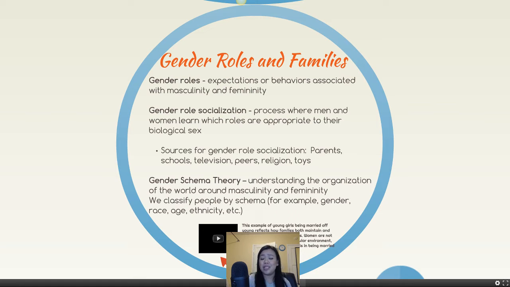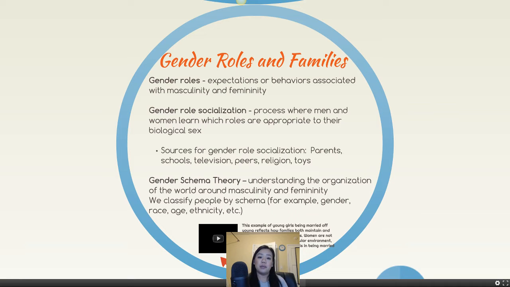For example, we usually associate the color pink with girls. We associate dolls with girls. We associate role playing with girls, right? Girls have a lot of role playing toys where they role play cooking dinner or having a kitchen or having a house, and we are socialized into these norms at a very young age.